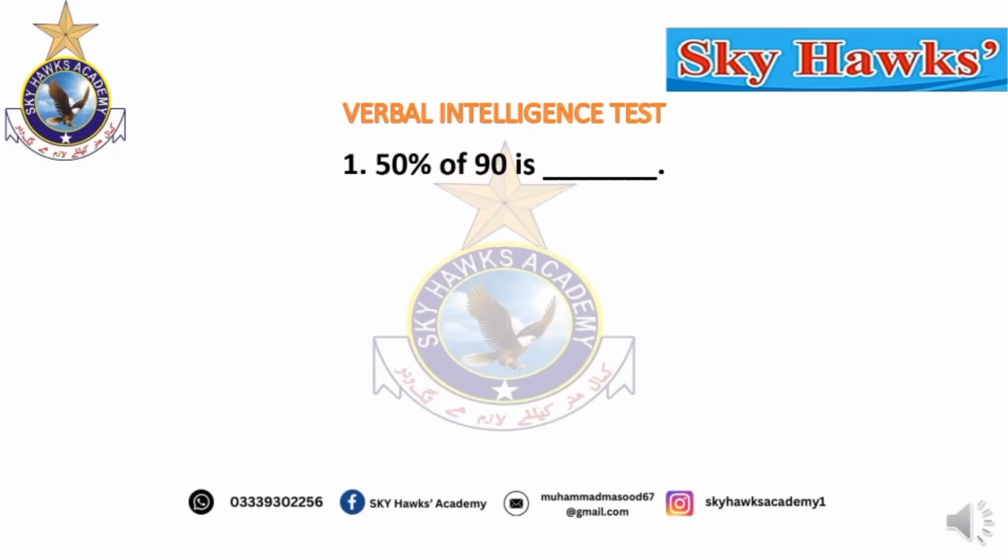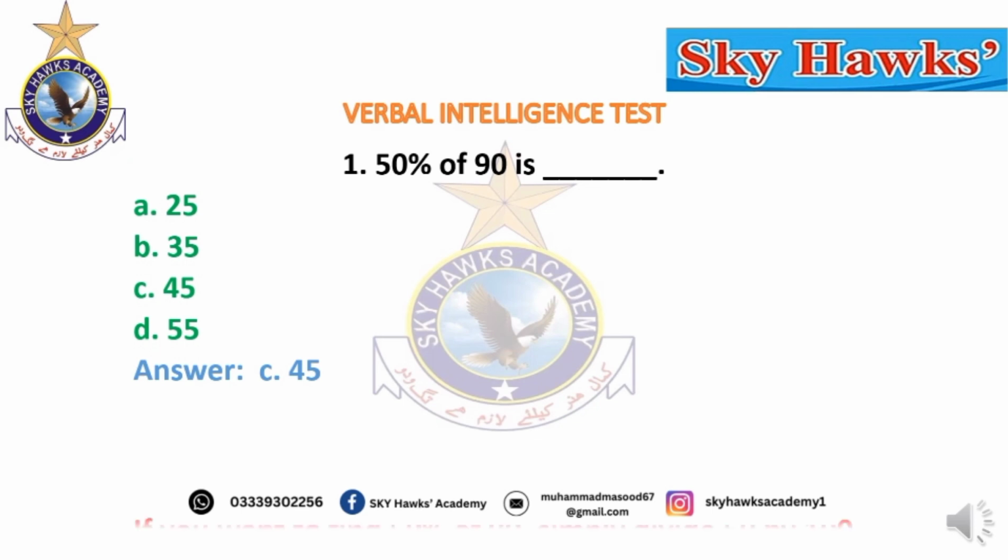Alright, the first question we are having with us is, we have done a lot of questions like this before. 50% of 90 is 25, 35, 45, 55, and the answer is 45. And I have told you how we have to do these types of questions.